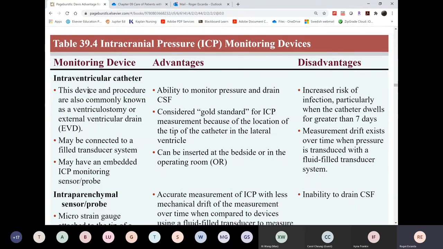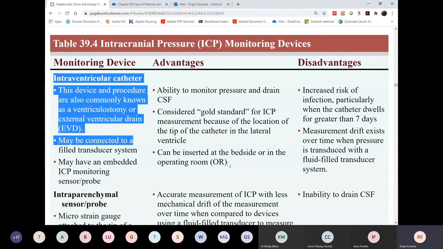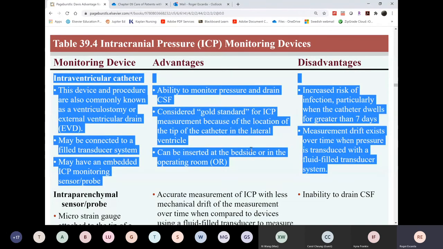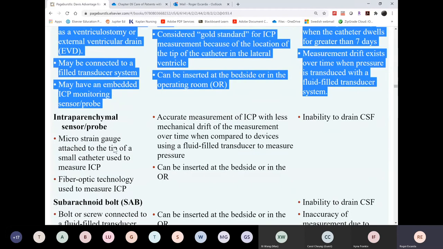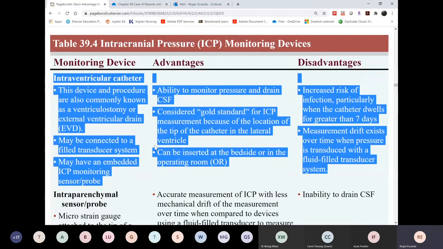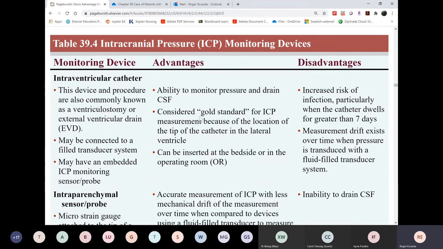So here, IVC, I'm only testing the IVC. Okay, so you don't have to read the other ways in order to monitor it. So since again, the most popular is the IVC, here, gold standard. So actually, I've never seen the others, to tell you the truth. I've only seen IVC in practice.